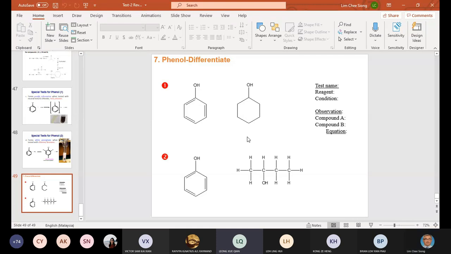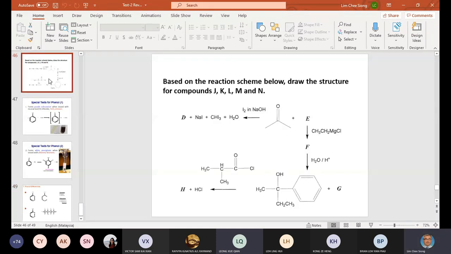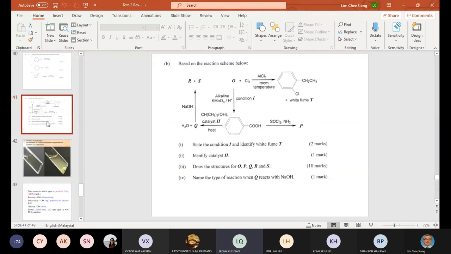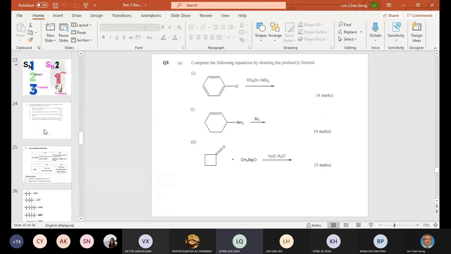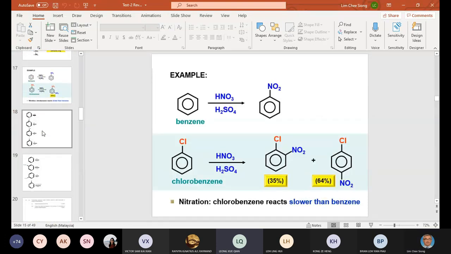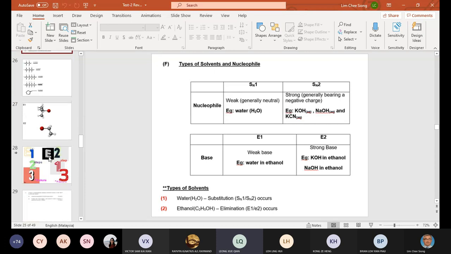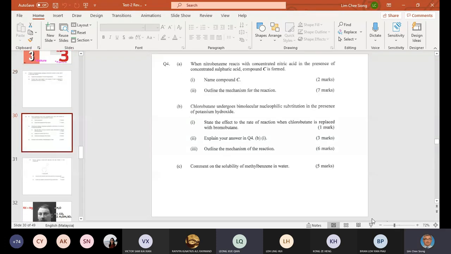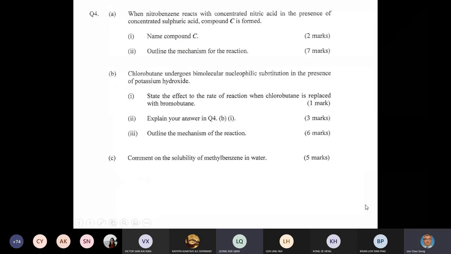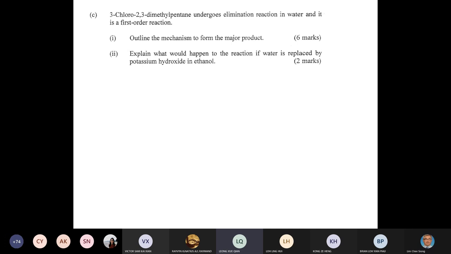Sir, can you go back to question 4? Which question 4? Is this one? The slide before this. The Batman. This one. For just now you mentioned about the rate of reaction. So when we need to write something like the rate of reaction will be double, so what? You want me to explain or you want the thing to prove?